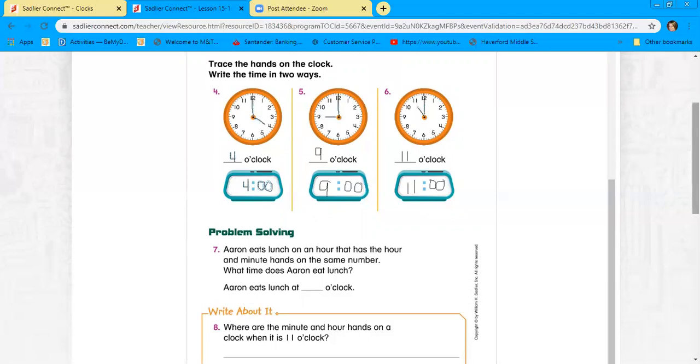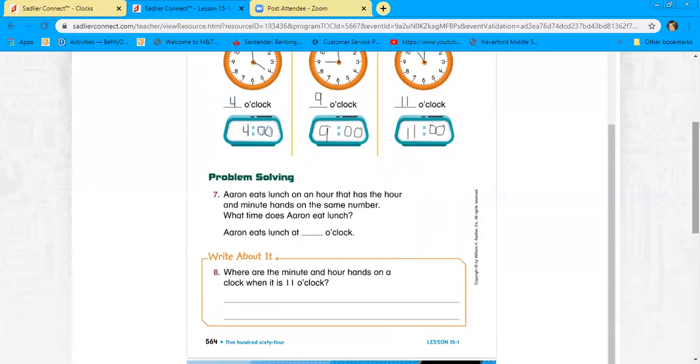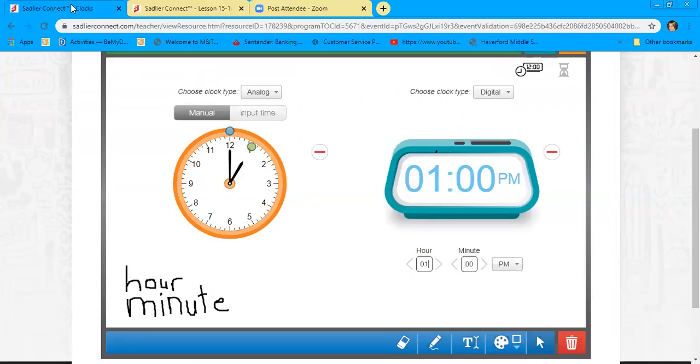Let's take a look then at number 7 as you come down. It talks about our friend Aaron. Aaron eats lunch on an hour that has the hour and minute hands on the same number. What time does Aaron eat lunch? Aaron eats lunch at blank o'clock. So they kind of gave us a clue. They say o'clock. So if I look back at my digital clock, it's o'clock.